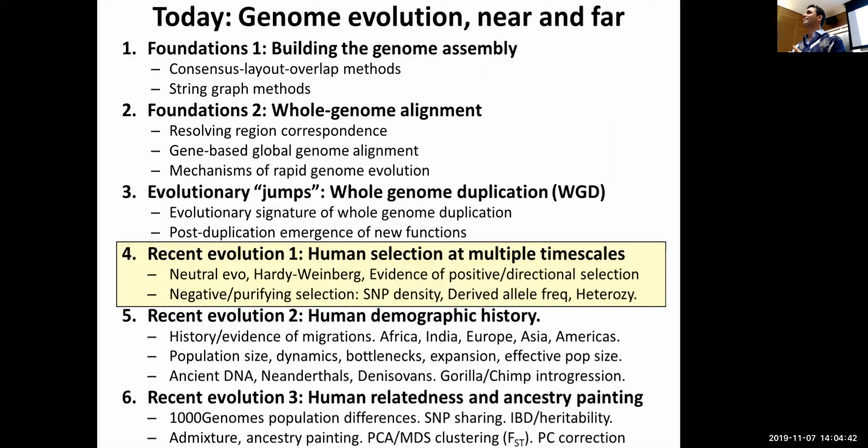Quick question on the whole genome duplication. It's like one single organism duplicated their entire genome. How do they not just immediately die? Yeah, what a great question.